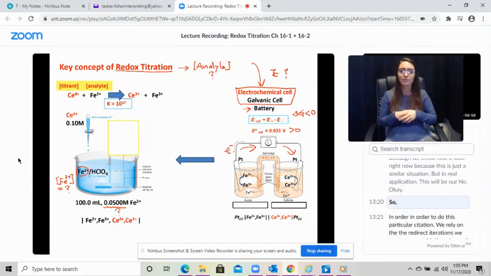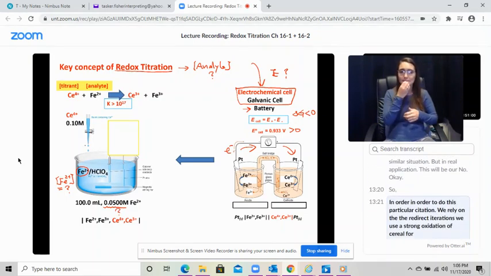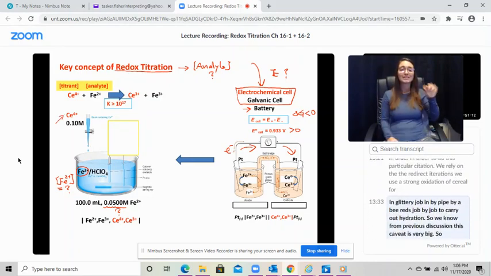So, in order to do this particular titration, we rely on redox titrations. We use a strong oxidizing agent, cerium-4, and gradually drop it in by burette, drop by drop, to carry out the titration. We know from previous discussion that this K value is very big. So whenever you drop in and stir with magnetic stirring, the reaction will be completed.